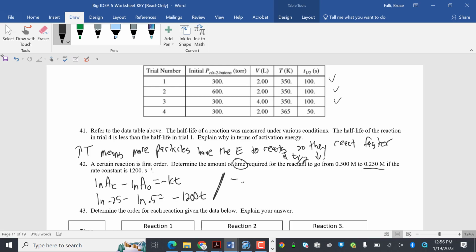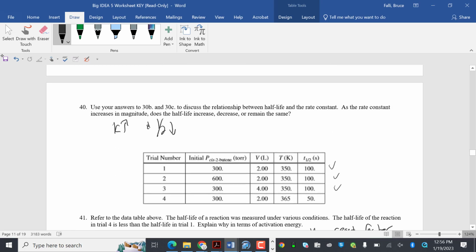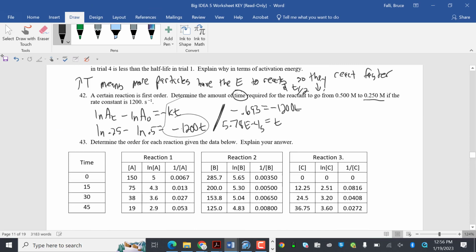So I have -0.693 equals -1200 t. t equals, divided by -1200, 5.78 e -4. Well, that's not very long. 5.78 e -4 seconds. Okay, there you go. So remember, we had this up here: a bigger k means a smaller half-life. So this is a pretty big k. It's a pretty small half-life.